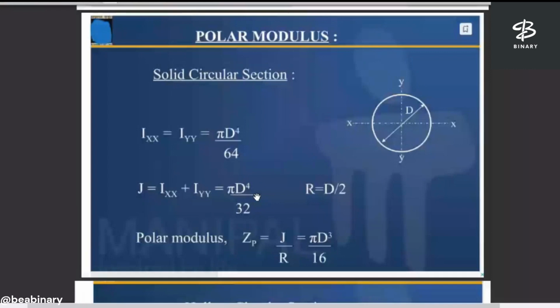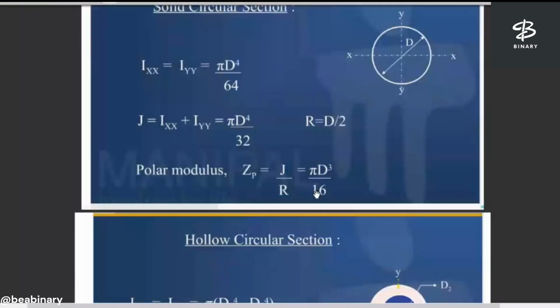R is the radius, which is half of the diameter. And this is how we write the polar modulus: Zp is equal to J upon R. It is pi d^3 upon 16 for the solid circular section.